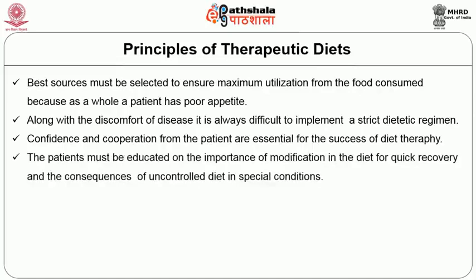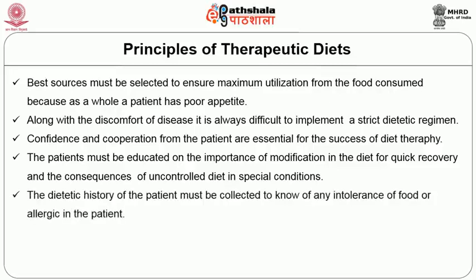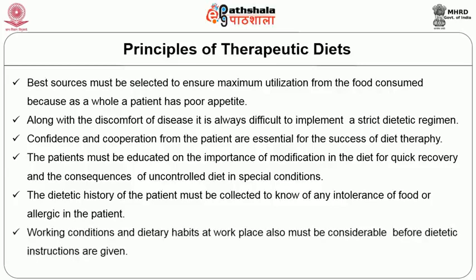The patient must be well educated on the importance of modifications in the diet for quick recovery and the consequences of an uncontrolled diet in special conditions. The dietetic history of the patient must be studied thoroughly to know of any intolerances or allergies to food. The patient's working conditions and dietary habits at the workplace must also be considered before planning the dietary instructions. As a conclusion to this module, we have just seen an overall view of the different types of diets followed in hospitals as basic and therapeutic diets.